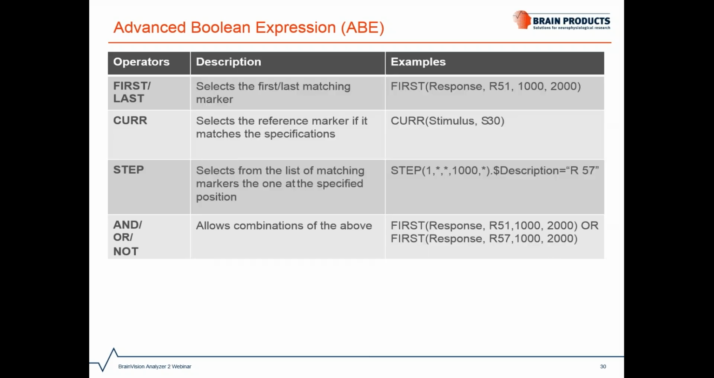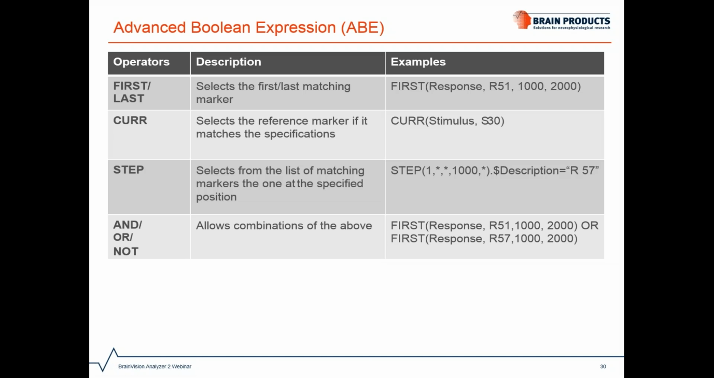Here's in more detail what they are doing. First and last either select the first or the last matching marker within a search window. Therefore, you need to specify the type and the description of a marker and a start and end time for the search window. In our example here on the right, you would select only trials where you have a response marker R51 within the time window 1000 to 2000 milliseconds, in relation to our reference marker. And the first one found would be matched.